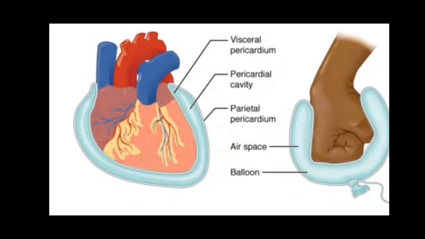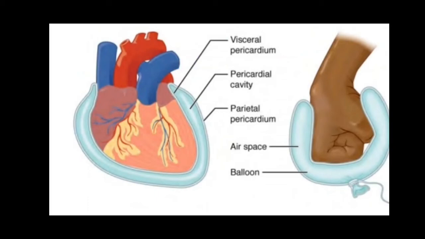So as shown in the picture, we have the viscera, then we have the cavity which is filled with fluid, then we have the parietal pericardium. We have the organ, which is lined closely by the visceral pericardium. Then we have a cavity, the pericardial cavity. Then we have the parietal pericardium.